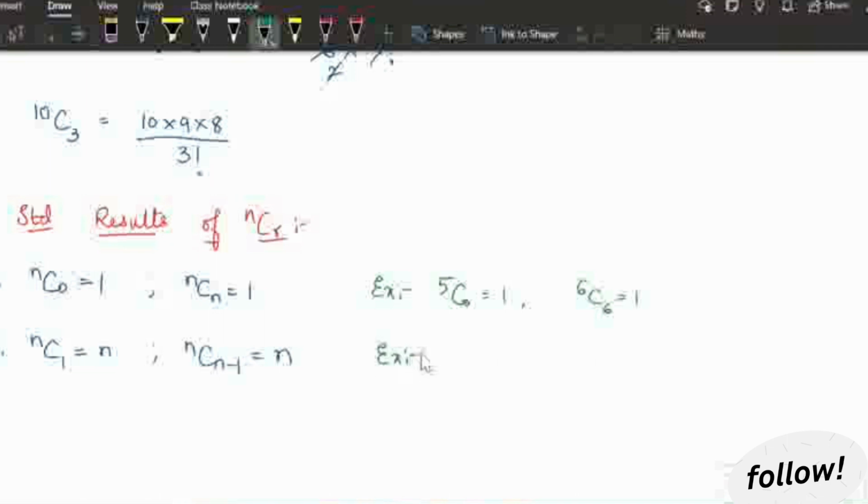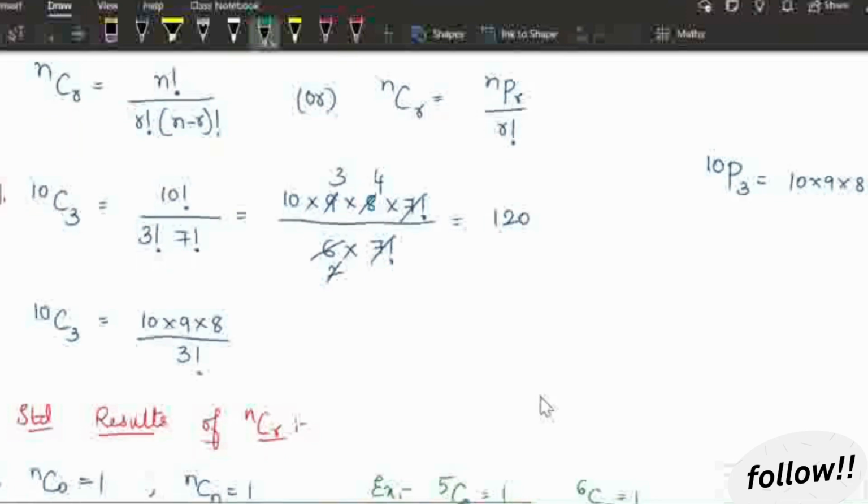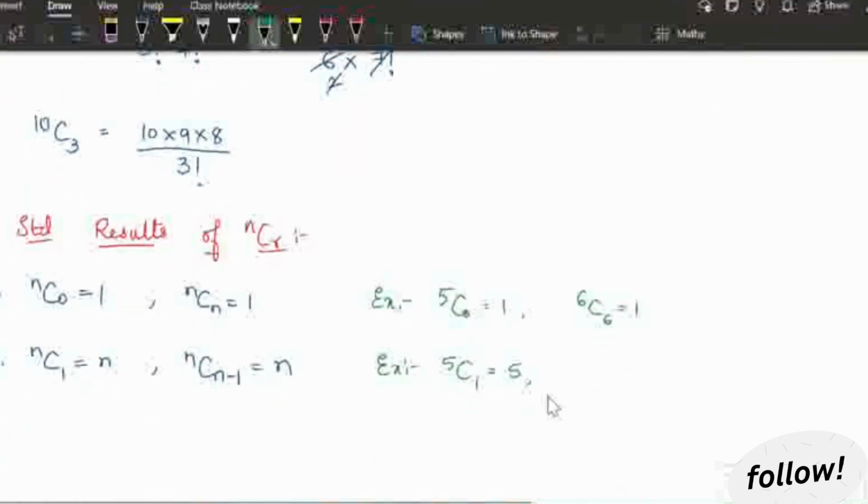For the second result, suppose you have 5C1. That is, if r is 1, then whatever is n, it is going to be your answer. You can find this out by substituting in the formula. This is what you're going to get. But you don't have to, these are not shortcut tricks. These are standard results, which are completely valid to be used in your descriptive solutions also. And if you have 5C4, that is, if r is 1 less than n, then also the answer is 5.